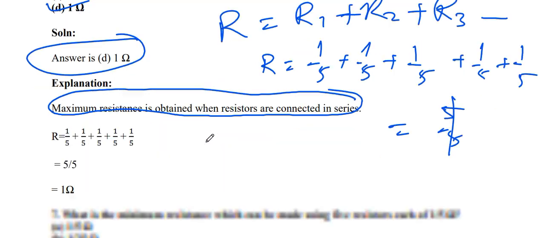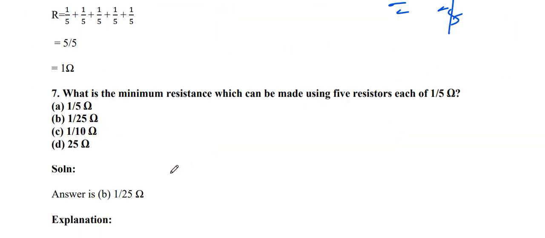The next question, question 7: what is the minimum resistance which can be made using 5 resistors each of 1 by 5? It is the opposite. We have two connections, series and parallel. Series connection gives maximum resistance, so it's clear that minimum resistance we can get from the 5 resistors connected in parallel, right? So how can we find it? The answer is 1 by 25 ohm, so we go through option B.